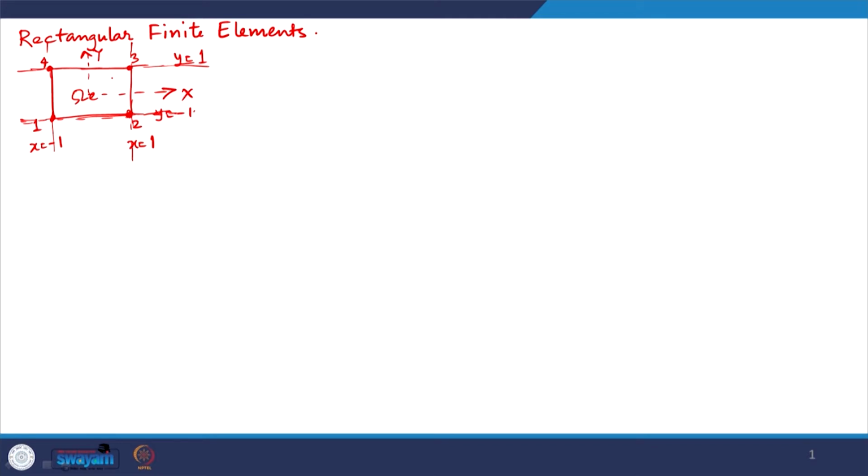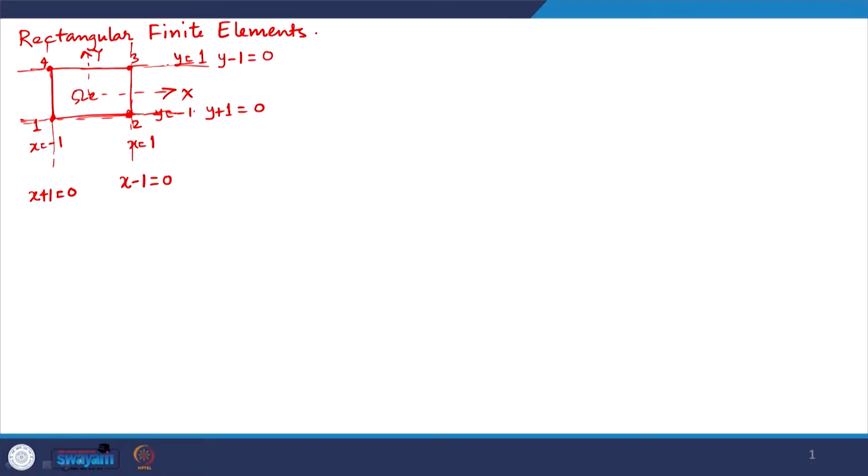Now, the equations of these lines: this particular line is defined by x plus 1 is equal to 0. This particular line is defined by the equation x minus 1 is equal to 0. This particular line is defined by y plus 1 is equal to 0, and this particular line is defined by y minus 1 is equal to 0. And in this we have the clue to derive the interpolation functions.